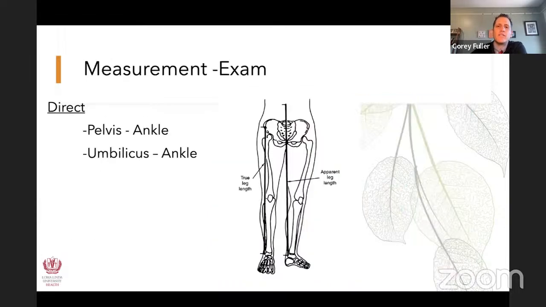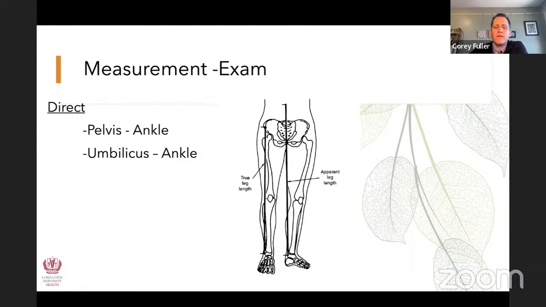Next, we often will measure it in clinic. There are different ways of doing that. The direct way is we usually will use a measuring tape, and you can measure from the pelvis down to the ankle, or from the umbilical cord or the belly button down to the ankle. There are different ways of measuring to try to get a measurement of what the difference is. These are truly just screening.